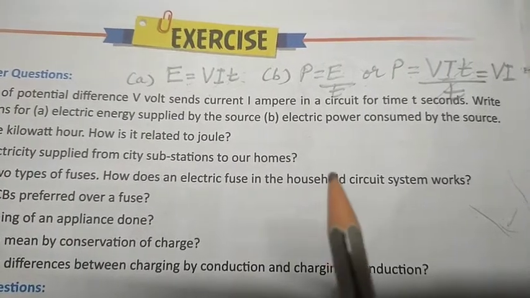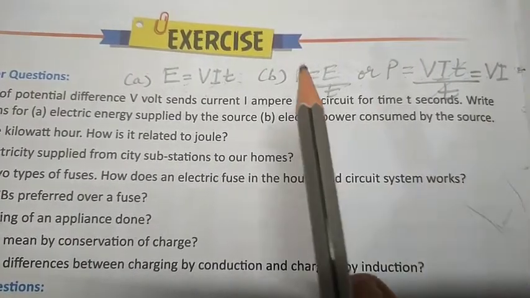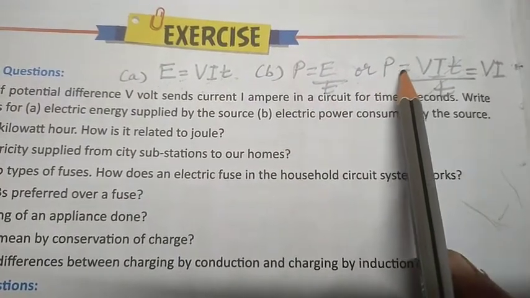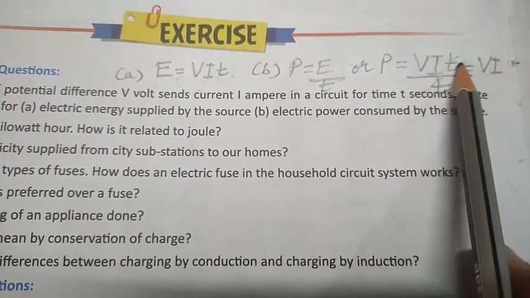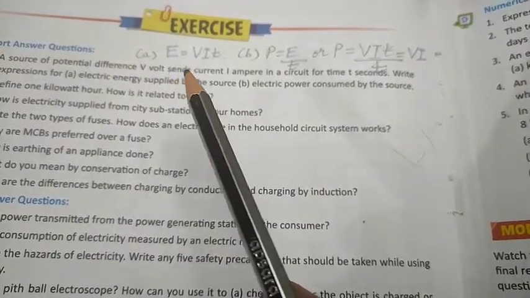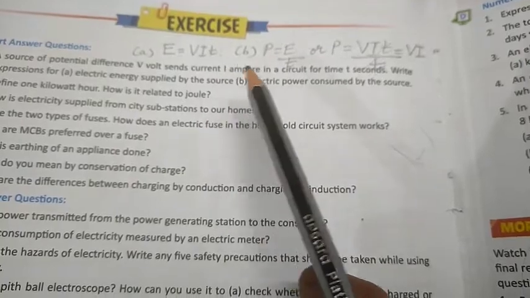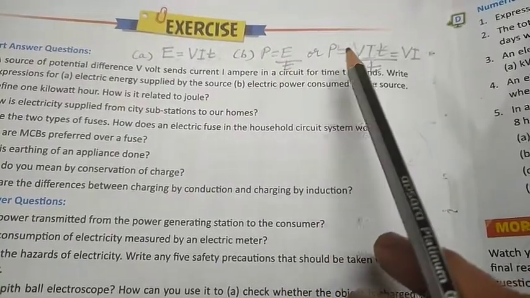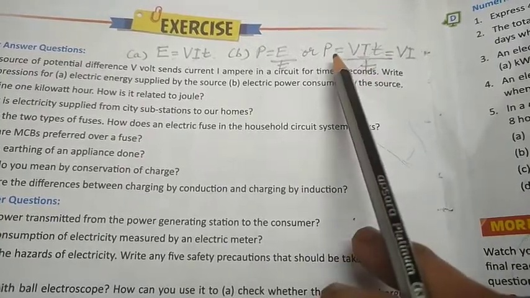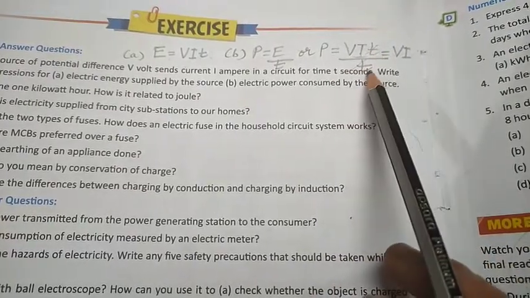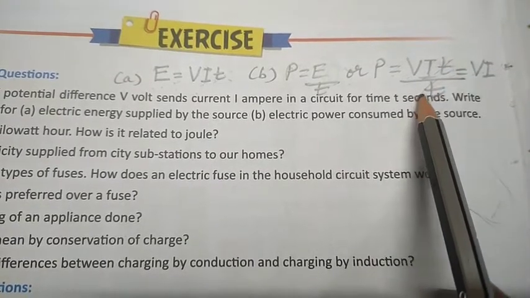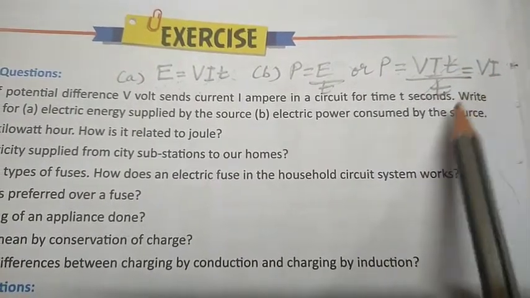And electric power consumed by the source, P equals E upon T, or P equals VIT upon T. As we know, E equals VIT, so in place of this E, we will write VIT upon T. So P equals VIT upon T equals VI. T will be cancelled by T. So P equals VI.